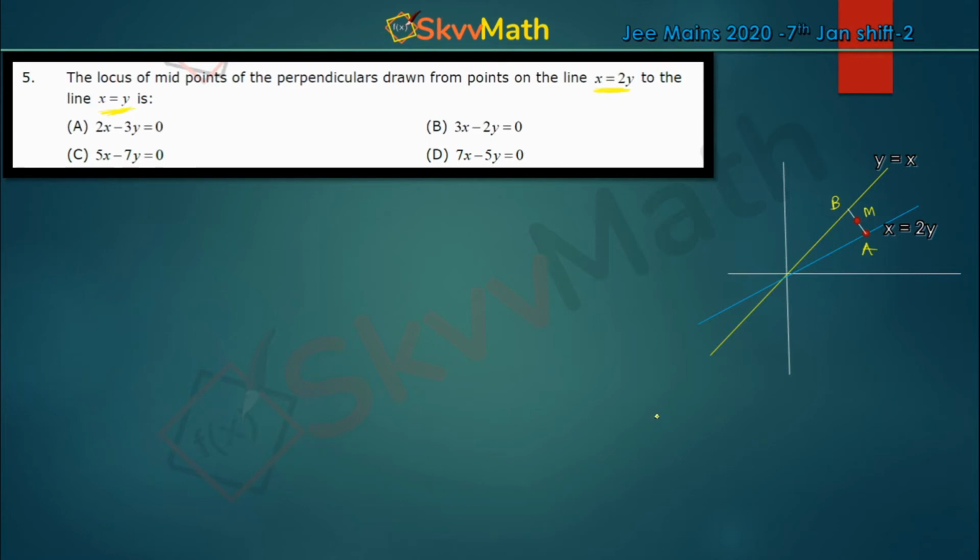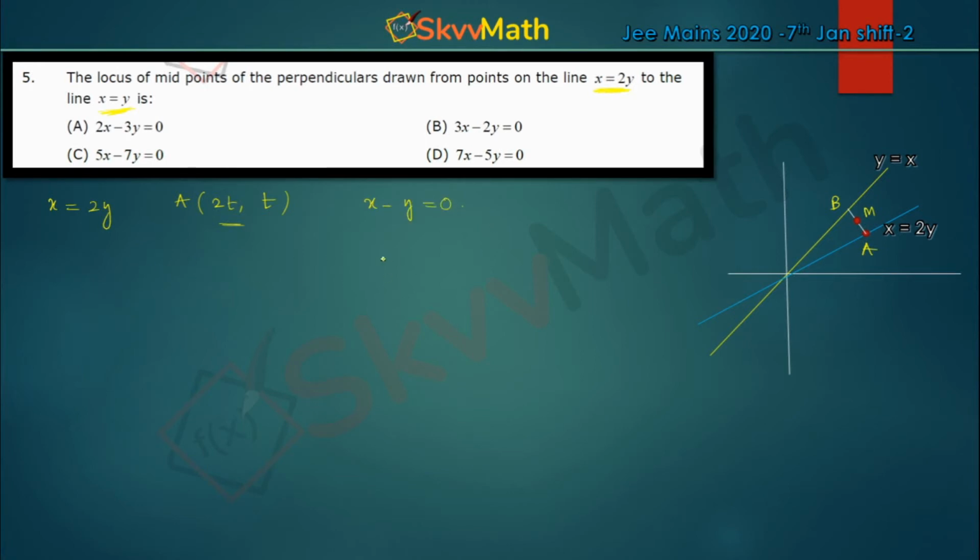Right. So to do that, the point A is on the line x = 2y. So I'll select a point A on this line in parametric form. If I suppose y = t, x will become 2t. So I'll suppose A as (2t, t). And what is B here? B is the foot of the perpendicular from the point A on the line x = y, that is x - y = 0.